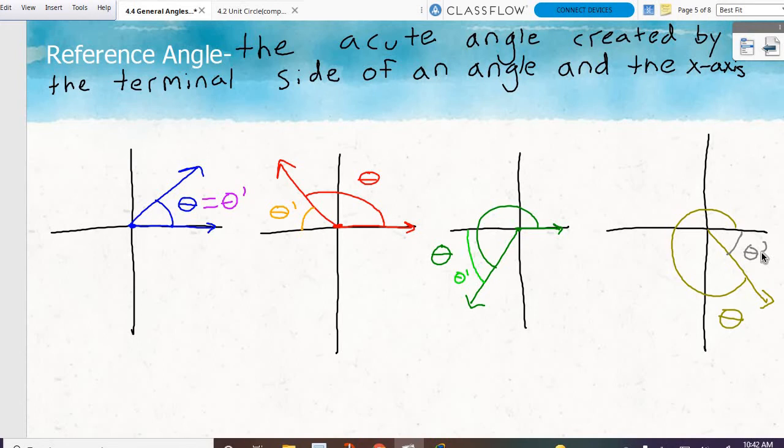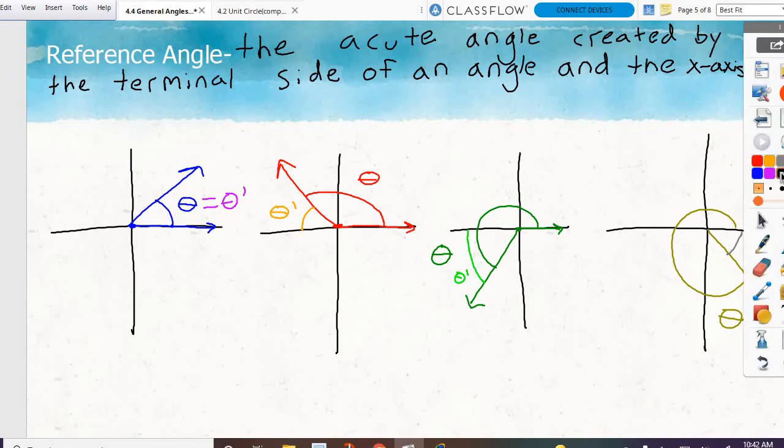So how would I find those theta primes algebraically? Fancy word. Not quite. So in my first one, what is theta prime equal? Just theta. So we don't have to do anything fancy. It's nice. If they give you 30 degrees, your theta prime is also 30 degrees. If they give you pi over 4, your theta prime is also pi over 4. However, in my second quadrant, it's not quite as simple.